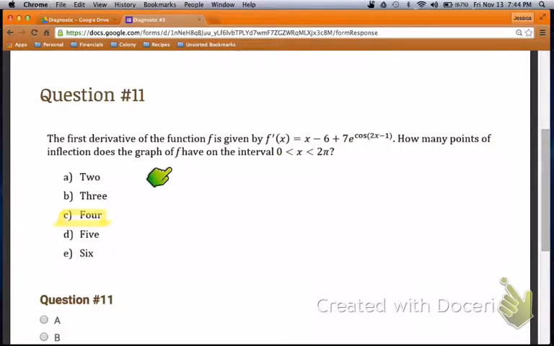This is a very simple concept: if you can look at the graph of this function, without even needing to graph it yourself, it's very simple to tell how many points of inflection it would have based on that. So again, the answer is 4, for the reason that it has 4 turning points on the first derivative.